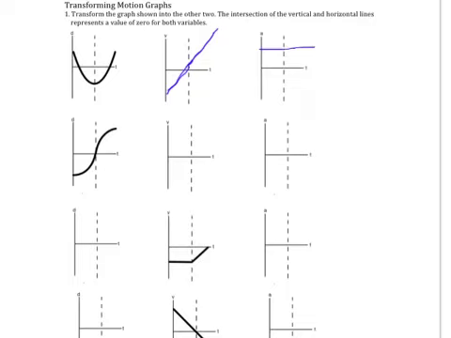Let's look at our next one. Okay, I have a positive slope here. Since I have a positive slope, that means I belong in this region of the velocity graph. So now that I know where on the velocity graph I belong, the positive region, let's look at this.